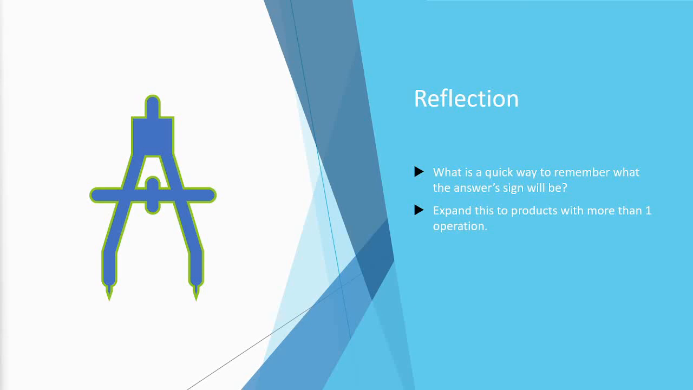And for a bit of extension, you could expand this and have a look at what happens if we have a product with more than one operation. So what would happen if we had 3 or 4 integers multiplying together? How could we look at it and work out whether the answer is going to be a positive or a negative at the end of that?